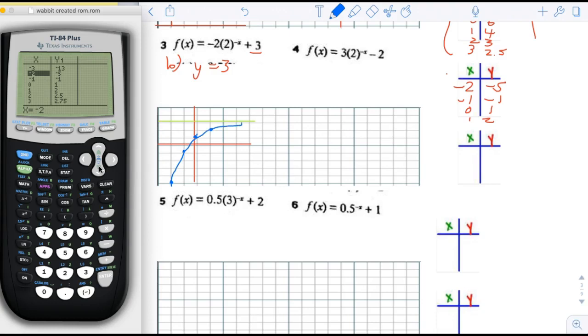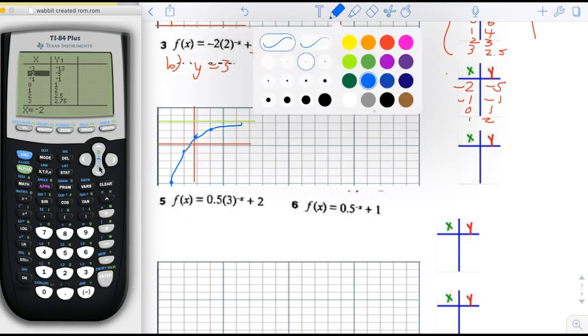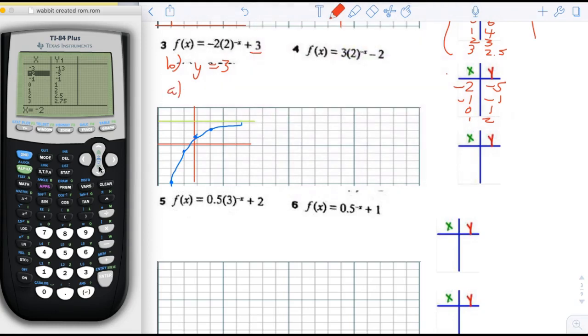And do you see how the y-intercept is y equals 1? I'll write that down too. The y-intercept is 1. Okay. All right, let's do number 4.